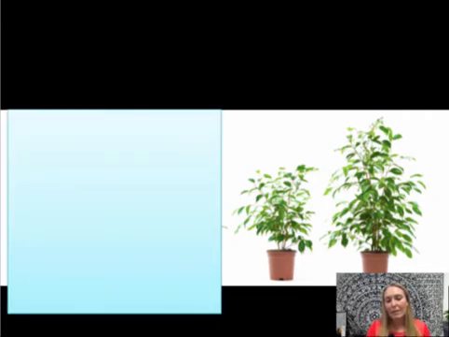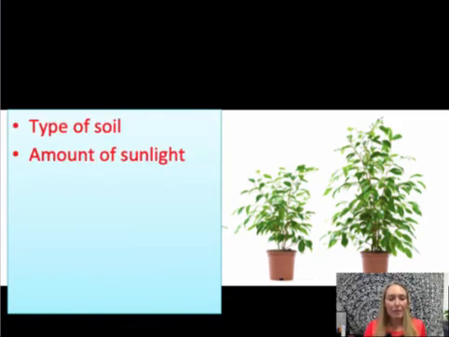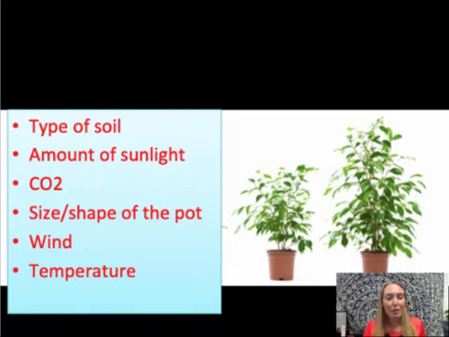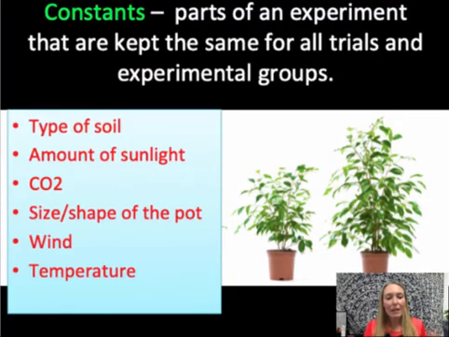So what happens to the rest of the variables we talked about, like type of soil, amount of sunlight, the amount of CO2 that the plant gets, the shape of the pot? Wind could affect the plant growth, temperature. What happens to all those? We can't know exactly how water affects plant growth unless we keep everything else the same during our experiment. We call the rest of these variables constants.